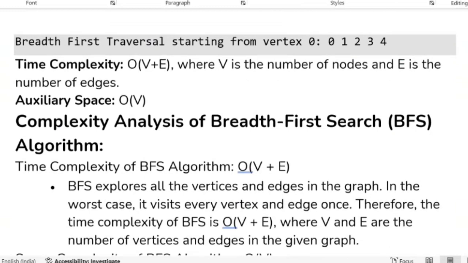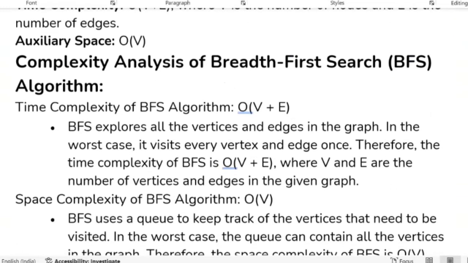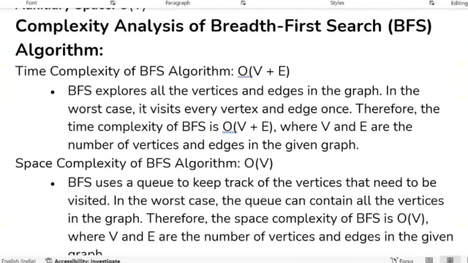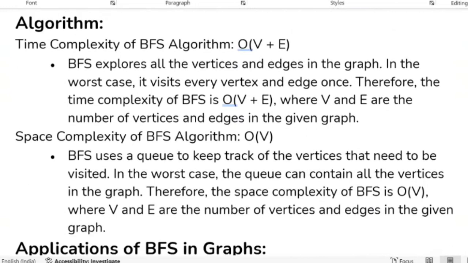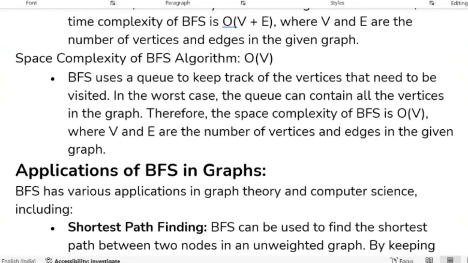So the complexity analysis of breadth first search is something like this. Time complexity of BFS algorithm is order of V plus E. We already said that BFS explores all the vertices and edges in the graph. So in the worst case, it visits every vertex and edge once. Therefore, the time complexity of BFS is order of V plus E, where V and E are the number of vertices and edges in the graph. And the space complexity: BFS uses a queue to keep track of the vertices that need to be visited. In the worst case, the queue can contain all the vertices in the graph. Therefore, the space complexity of BFS is order of V.